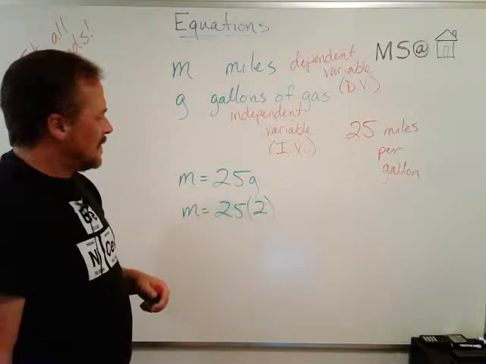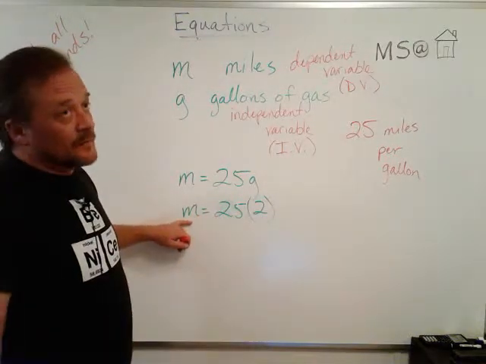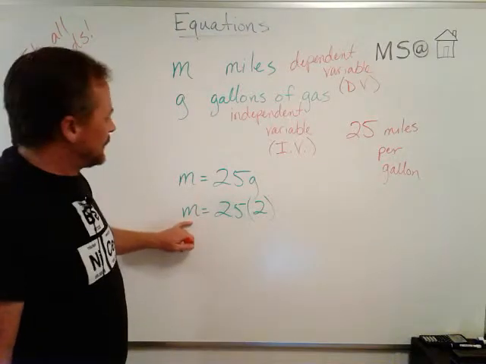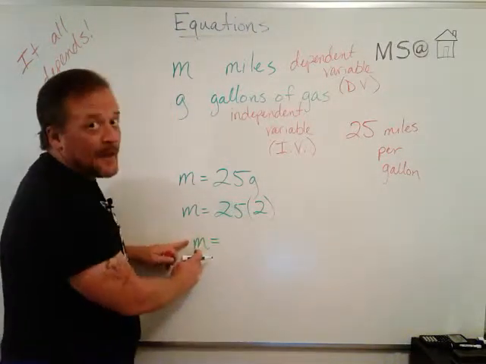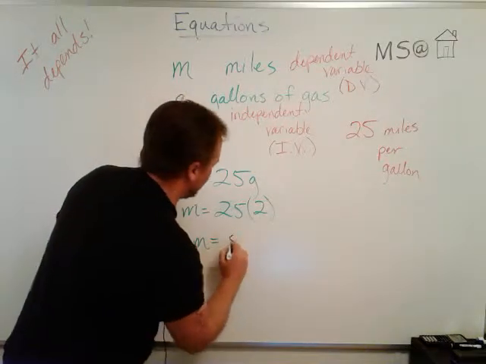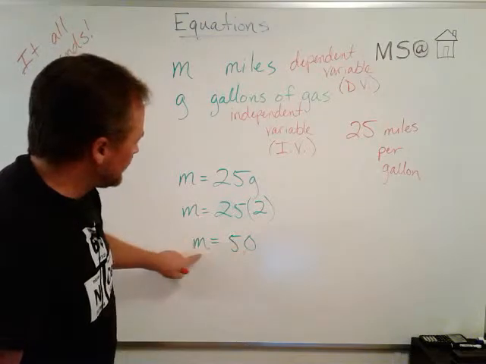Okay? Now all of the action is happening here. M is just kind of hanging out waiting. Whenever you're done, tell me how far we can go. And once we do the calculations, we get a value for M. 25 times 2 is 50. Okay? So the value of M is 50.